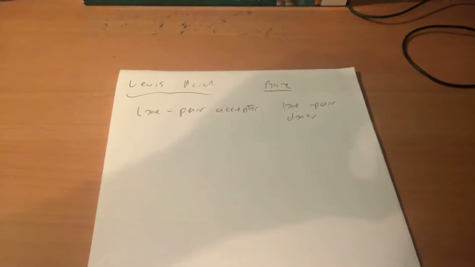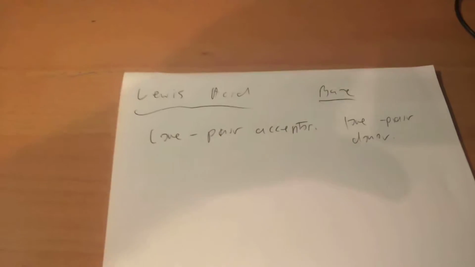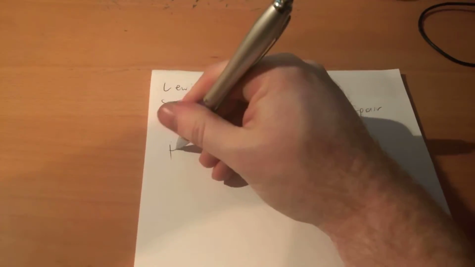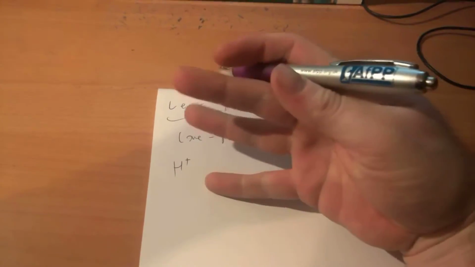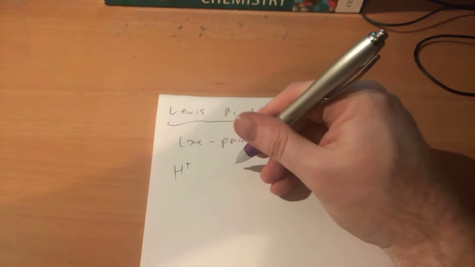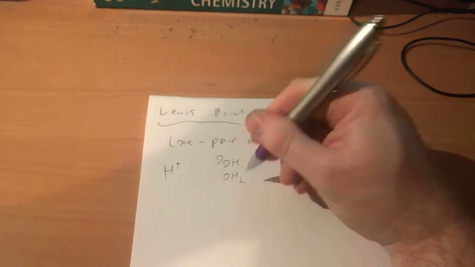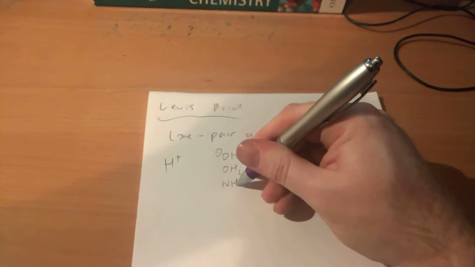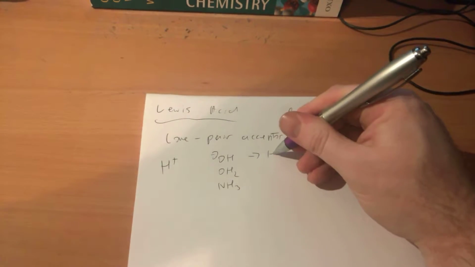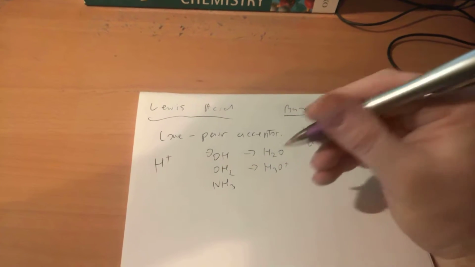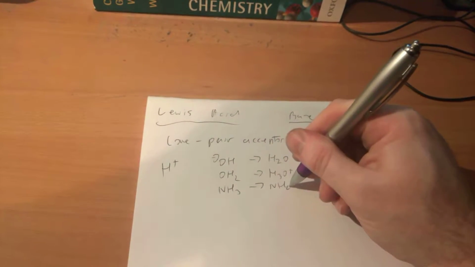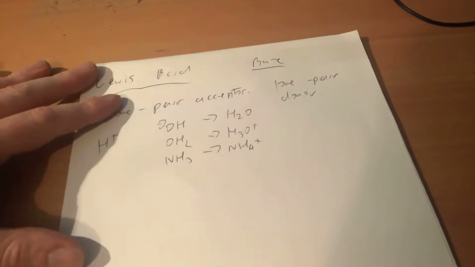Right, so now this is where there's a bit of an overlap, because if we take our humble proton, H+, this is a lone pair acceptor. It will happily accept a lone pair from OH-, H2O (water), and NH3 (ammonia) to give H2O, H3O+, or NH4+. So there's how the standard proton is a Lewis acid and Bronsted-Lowry acid.